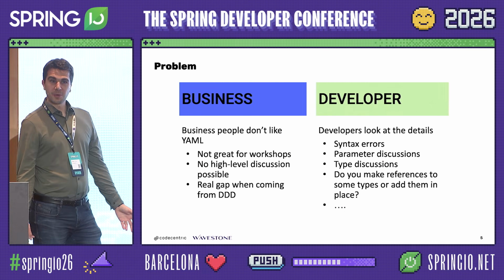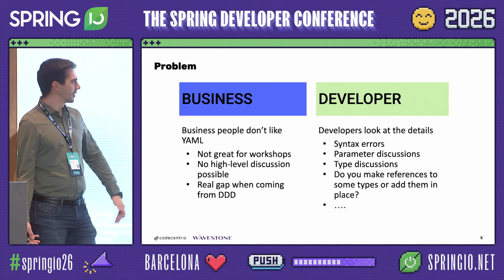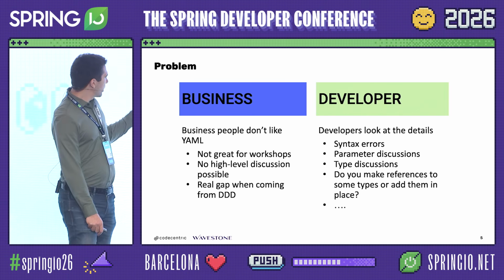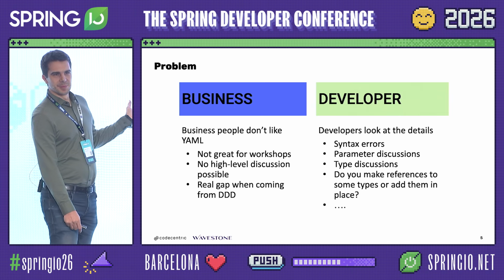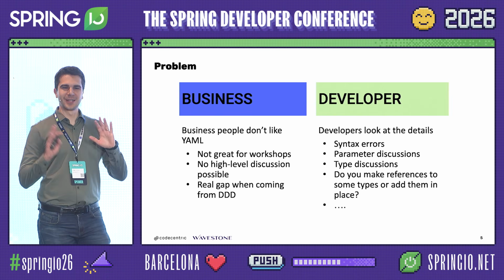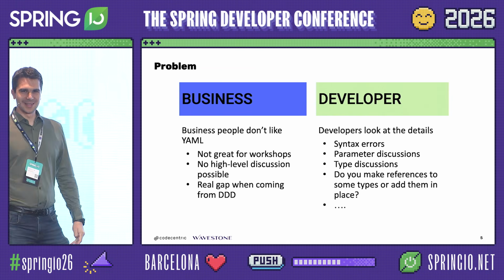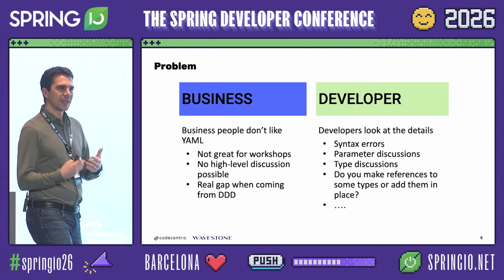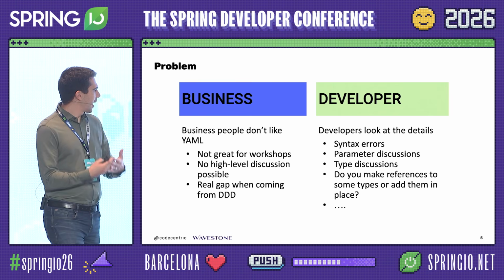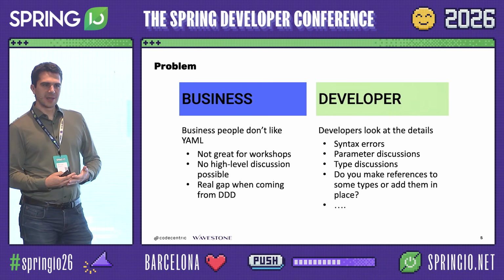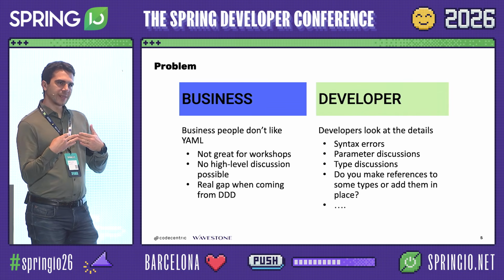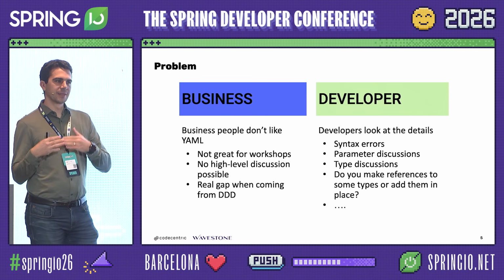So the problem that we normally are facing is, on one side, we have business. They don't like YAML. If you show YAML to business people, they say, no, I don't code. It's not coding, but still, it's hard to get the connection. Therefore, we search for something on a higher level that we can discuss together, and that closes the gap between what business wants and the YAML.